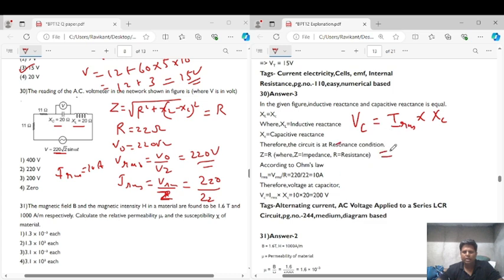So IRMS is equal to how much? 10 ampere, into XC is how much? 20. So it will be equal to 200 volt. So the correct answer is 200 volts. So question number 30 answer is 200 volt. That is option 3. So the correct answer for this question, number 30, is option number 3. Right.